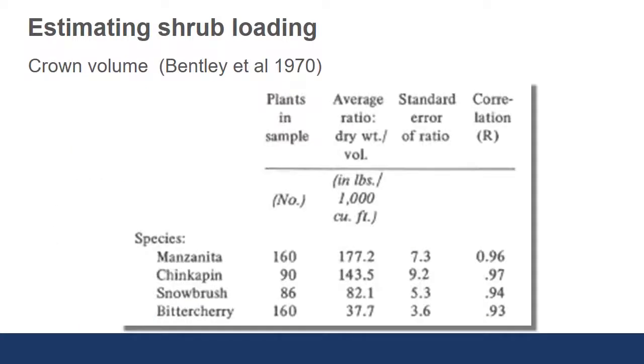We could also use biomass volume estimates as an alternative. In this method, you estimate the volume of the plant and then apply a ratio of dry weight to volume in order to estimate the loading. This is simply like going from a bulk density to a loading where we know the volume. In this table from Bentley et al., you can see the average ratio of dry weight to volume for 4 common shrubs. We could work through the calculations for snowberry again if we had estimates of the volume.